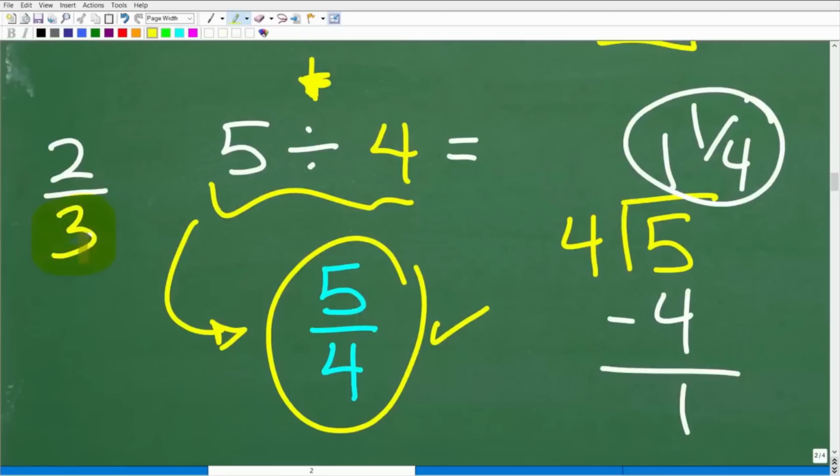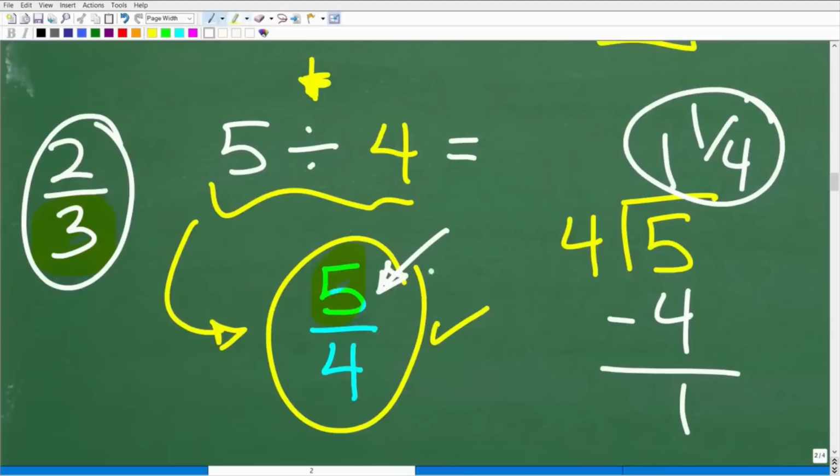When the denominator, this is the bottom number in a fraction, is bigger than the numerator, this is what we call a proper fraction. When the numerator, this top number, is larger than the bottom number, this is an improper fraction. And these types of fractions we can write as mixed numbers by doing this division like so.